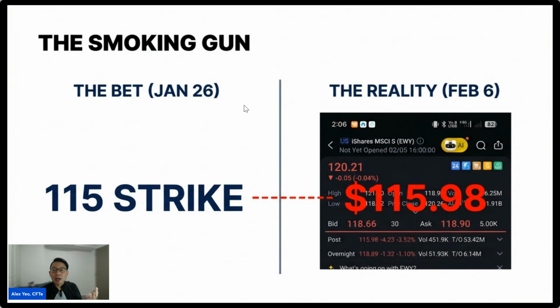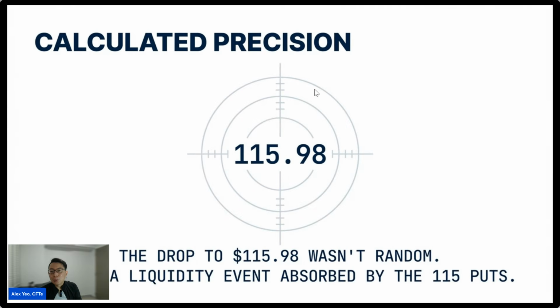So all in all, I mentioned after that I did a screenshot, post earnings, after hours, it actually went to 115.98, just at the 115 strike. Which means that the drop to 115 wasn't random. It was a liquidity event, absorbed by the 115 puts.